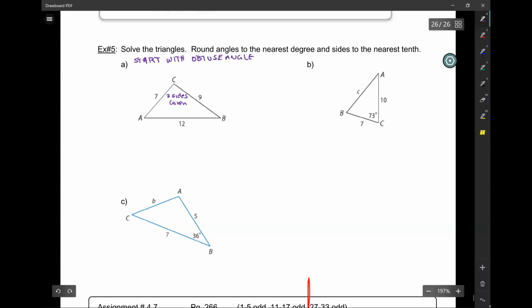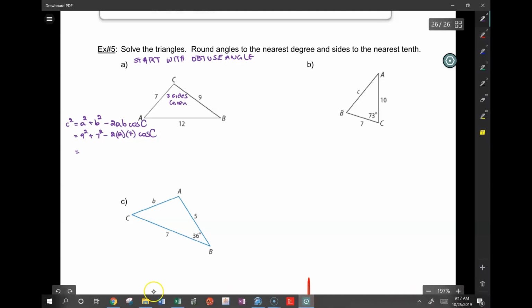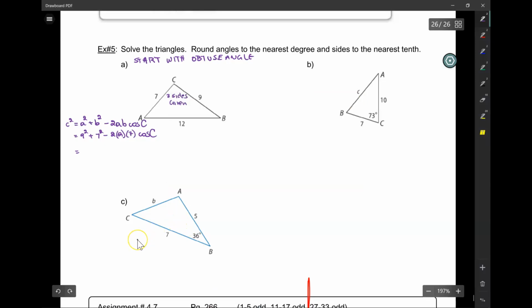So I start with c squared, and I go c squared is equal to a squared plus b squared minus 2ab cosine of C. Okay, so that's 9 squared plus 7 squared minus 2 times 9 times 7 cosine C. Now, let me show you how we're going to do this one. We're going to open up our calculators. Go ahead and turn on your calculators.